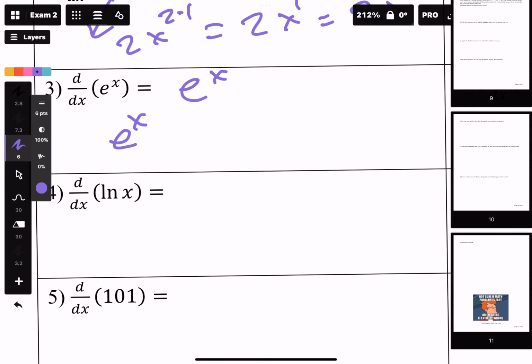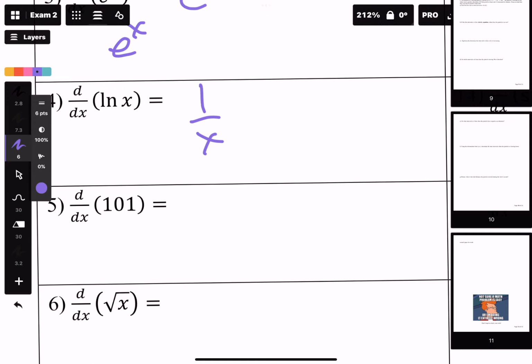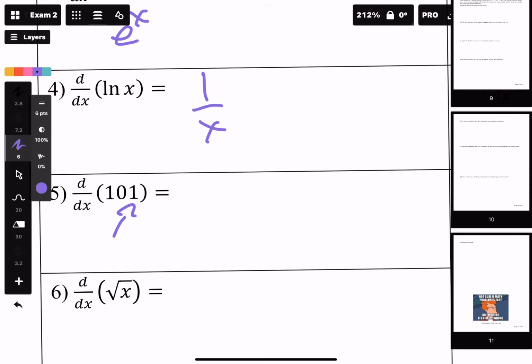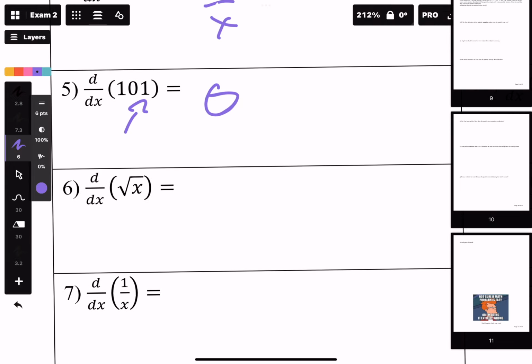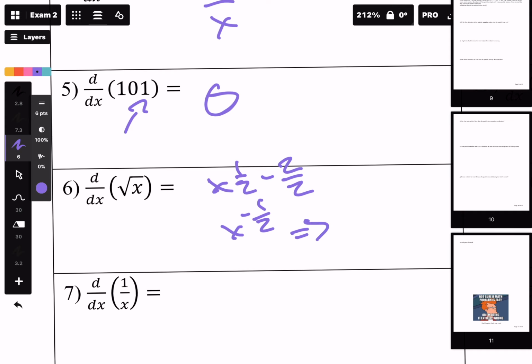Natural log is a special rule, which is just 1 over x. This is a constant. Constants will always equal 0. Root x would just be x to the 1/2 minus 1, which would be 1/2 x to the negative 1/2, which equals 1 over 2 root x.